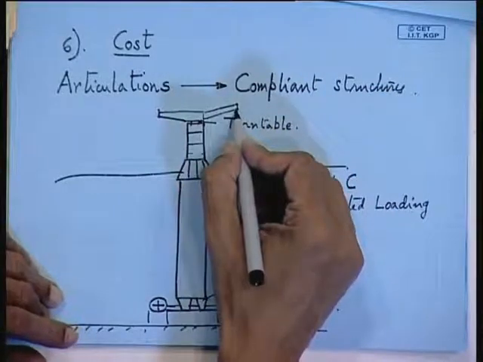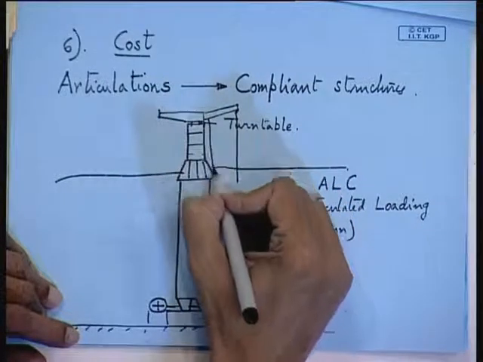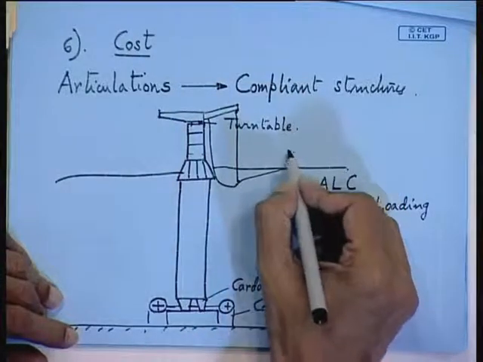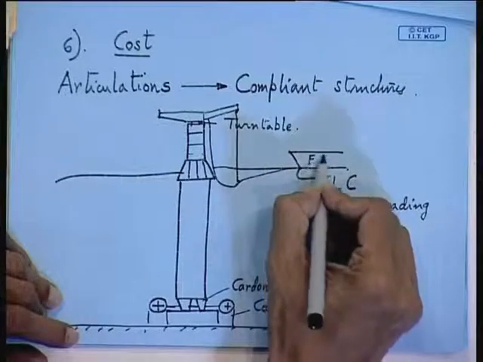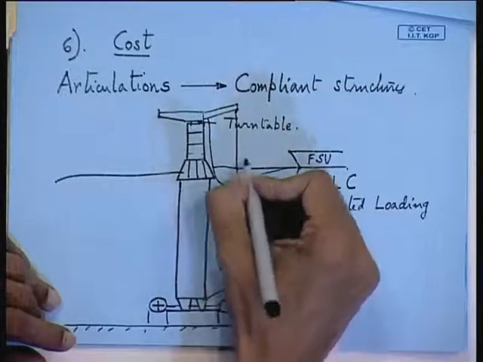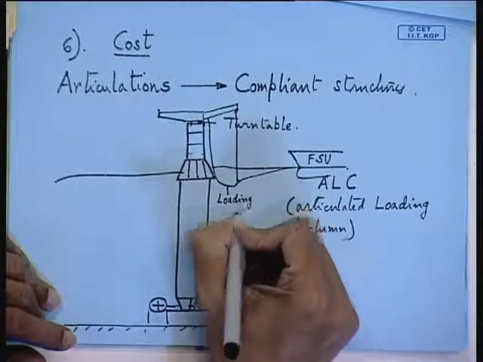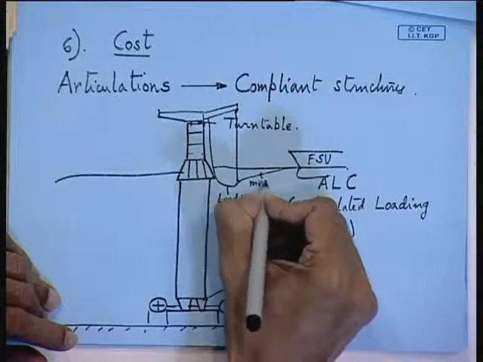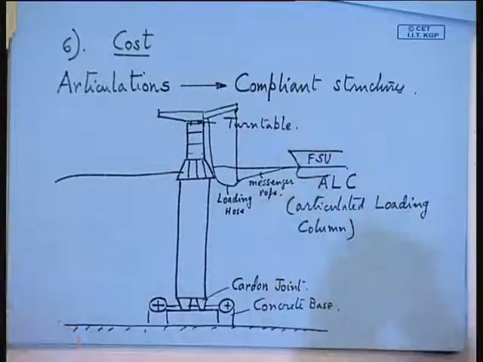The other structure you can see out here is your loading hose. Normally, this is your suspension point. Now, this hose is taken up by your tanker by a messenger rope. So, your tanker will be somewhere in this position here. This is called an FSU, floating storage unit. This is your loading hose, and your messenger rope. So, this is one type of buoy.